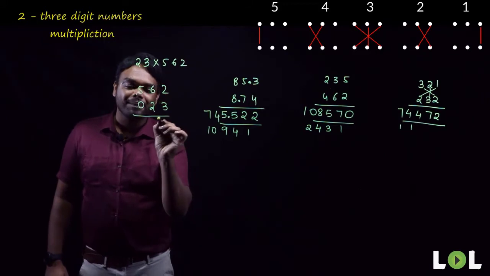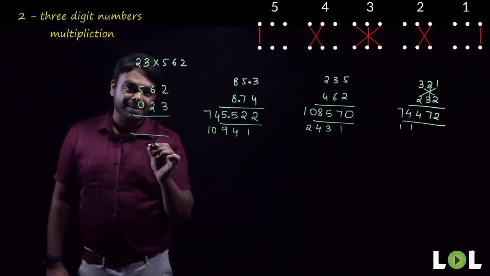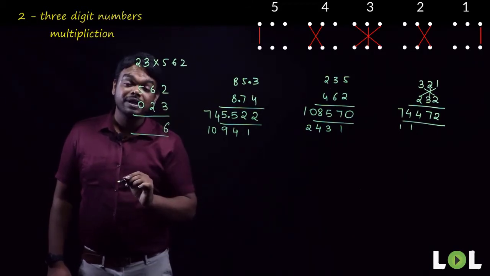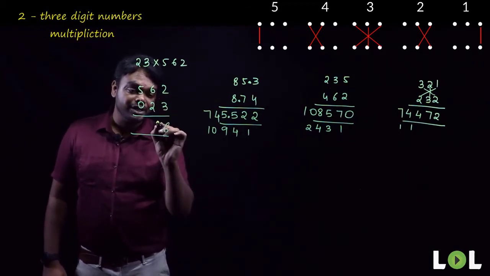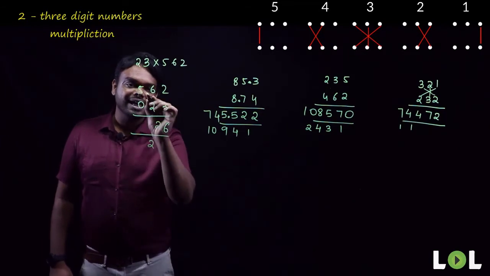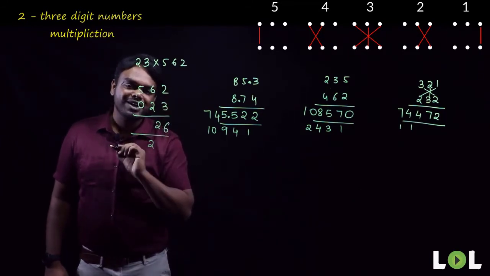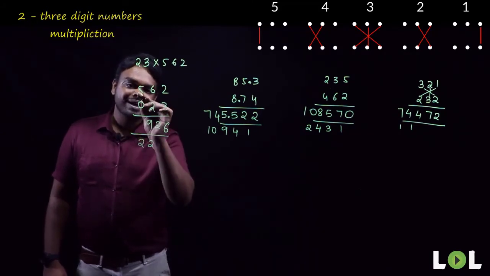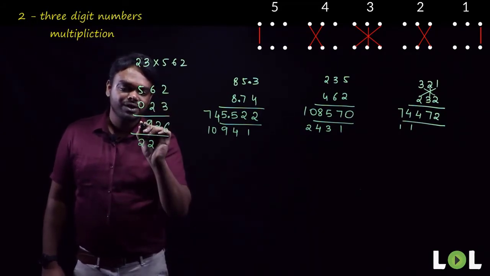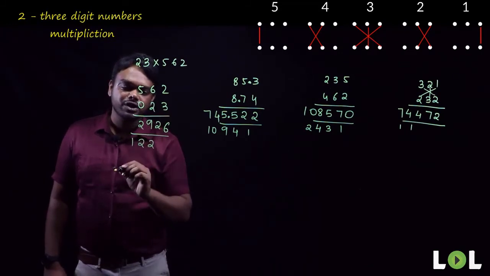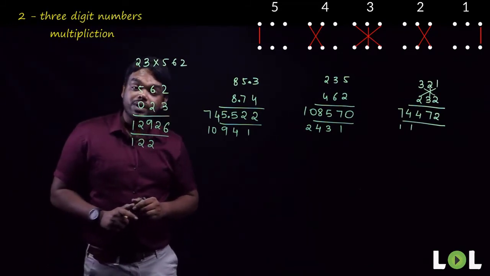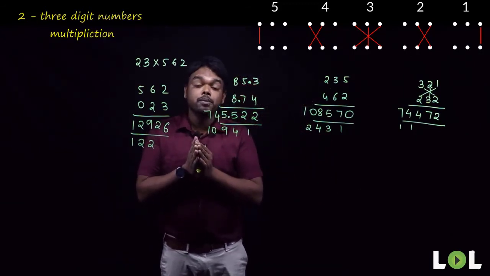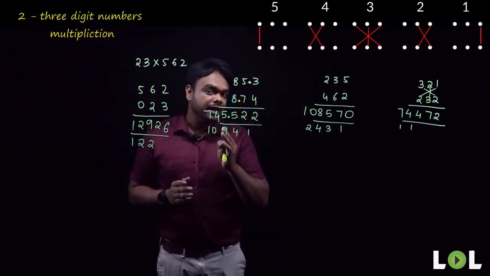So what happens here? Now if you take the first step, 2 into 3, 6. 6 into 3, 18 and 4. 18 plus 4 is 22. I'll write 2 here and 2 carry. Again 15, 0, 12, 27 plus 2, 29, 2. Fourth step, 10, 0 plus 2, 12. 2 here, 1 carry. 5 into 0, 0. I'll put 1. 12926 is my final answer. So this is how you multiply 2-digit numbers and 3-digit numbers.